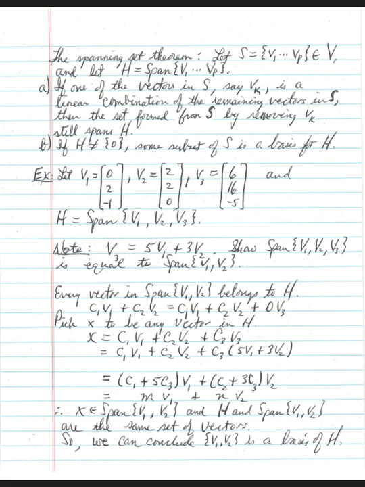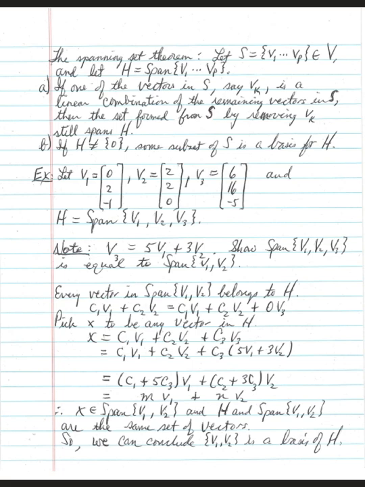The spanning set theorem says if we take S to be a set of p vectors, V1 through Vp, in vector space V, and we let H be the span of those p vectors, if one of the vectors in S, say Vk, is a linear combination of the remaining vectors in S, then the set formed from S by removing Vk still spans H. So if one in particular can be written as a linear combination of the others, you can remove that particular vector and your set will still span H. It's sort of pulling out a redundant column if you were to write those vectors in a matrix format.